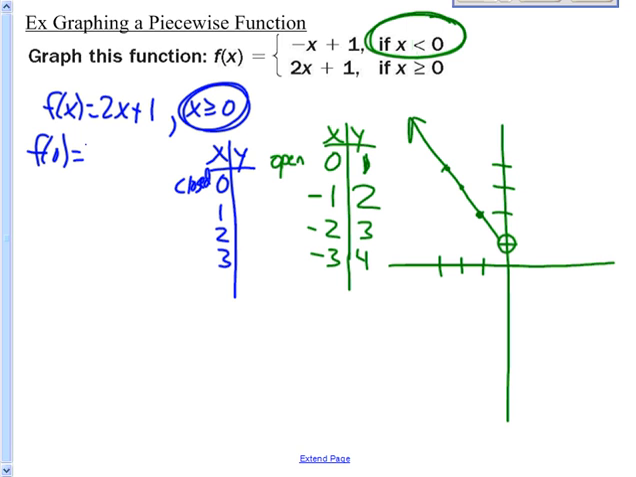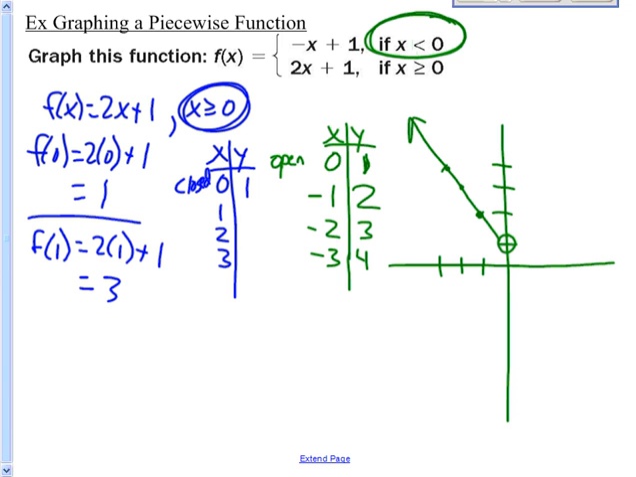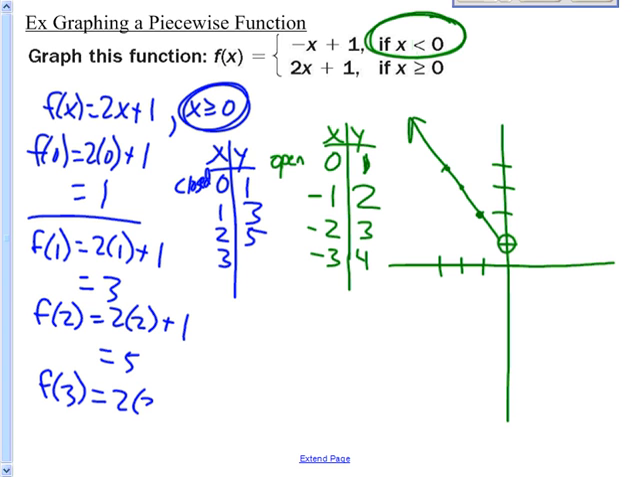So let's start with f of 0. 2 times 0 plus 1 is 1. Now we go f of 1. 2 times 1 plus 1, so we got 3. F of 2, 2x plus 1, so we got 5. And then finally f of 3, 2 times 3 plus 1, 6 plus 1, 7.